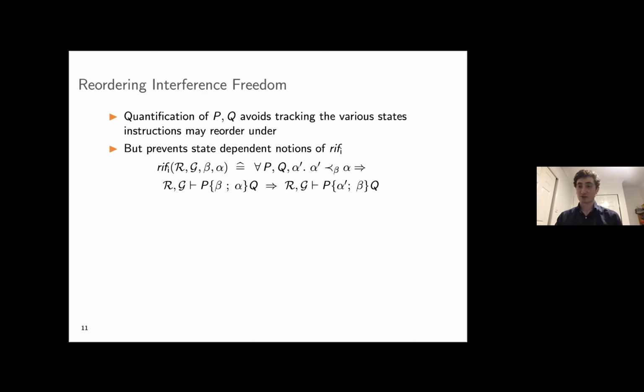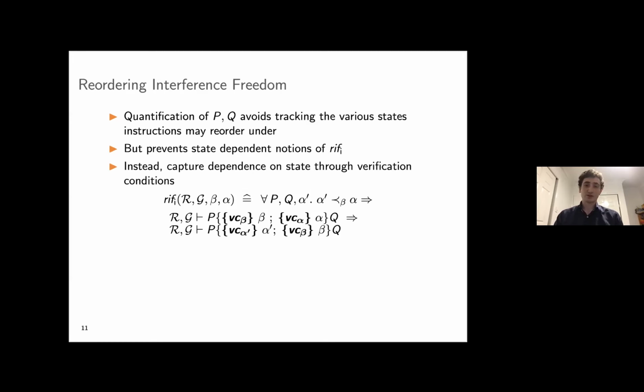However, there's a bit of an over-approximation here in that if you look at the definition of interference freedom for a pair of instructions, we've quantified over the pre and post condition. This is beneficial in that you don't have to track the exact states under which this reordering occurs. That can be quite difficult to do because there could be a variety of other instructions that can reorder with these at the same time. But you can't express any form of state dependency when establishing interference freedom, and that can be quite limited.